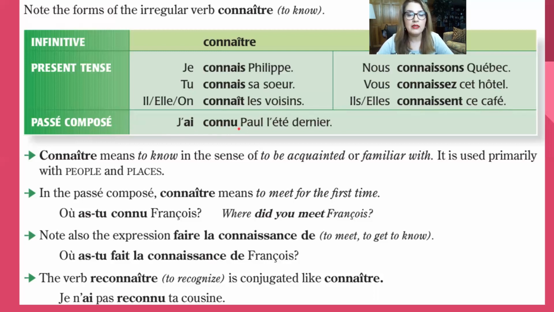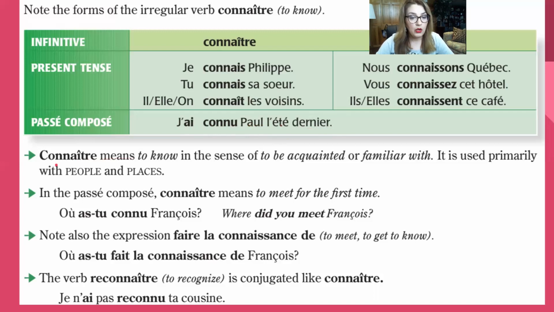And in the passé composé, it's conjugated with avoir, and the past participle is connu. Connu. Okay? It sounds like j'ai connu. Tu as connu. Il a connu. Nous avons connu. Vous avez connu. Ils ont connu.